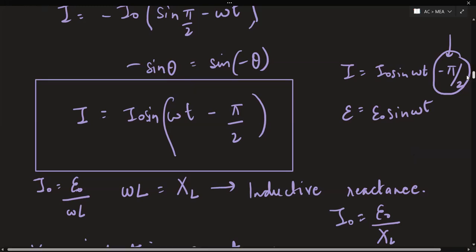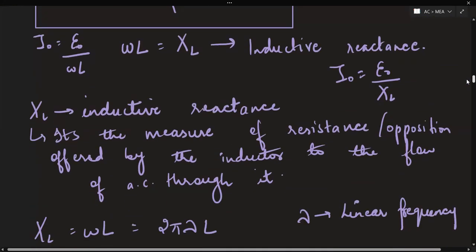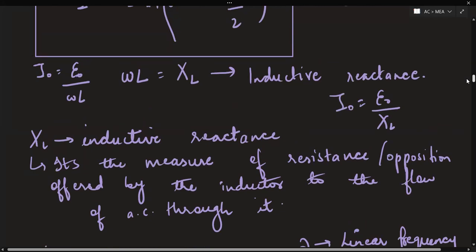All right. So now see, what is this inductive reactance? The definition of inductive reactance is simply the measure of resistance or opposition that is offered by the inductor to the flow of AC. Whatever work the resistor is doing in a normal DC circuit or an AC circuit containing only a resistor, the same opposition work is done by the inductive reactance in a circuit containing only an inductor. It's just that the product of angular frequency and inductance is known as inductive reactance, and a new term has been defined, X with an L in the subscript.